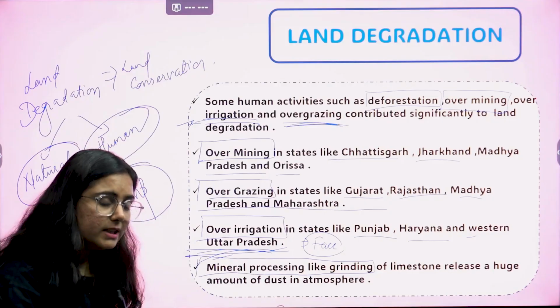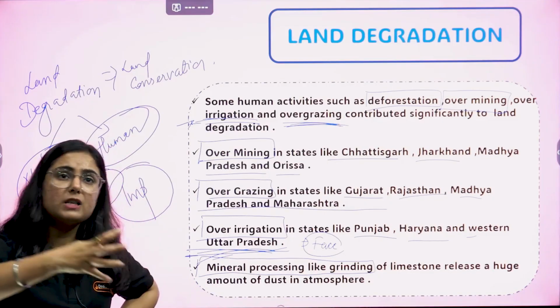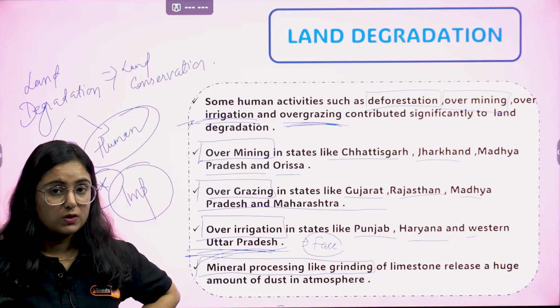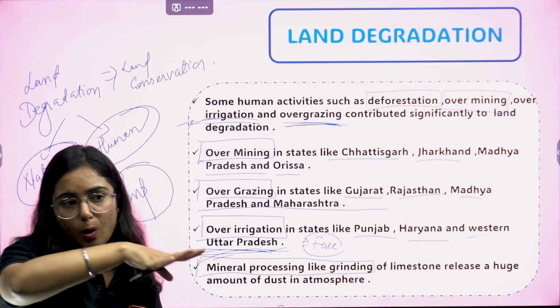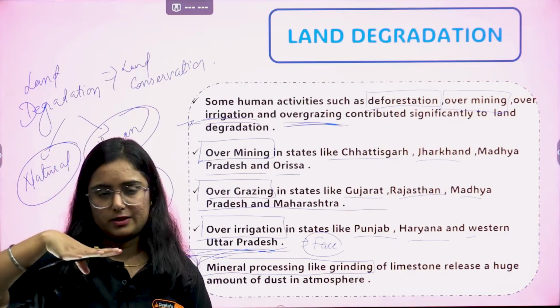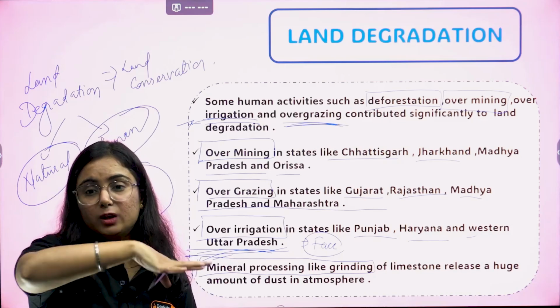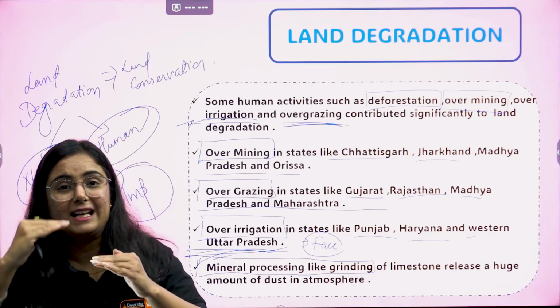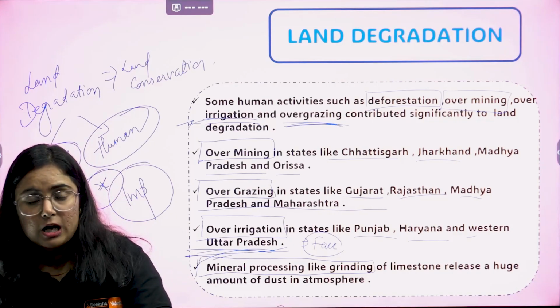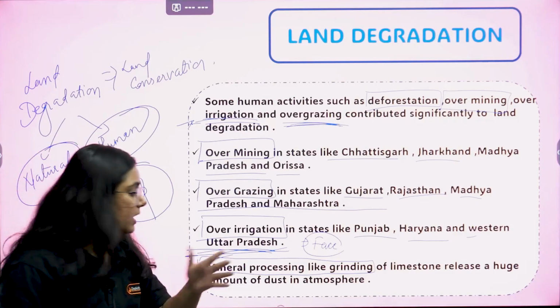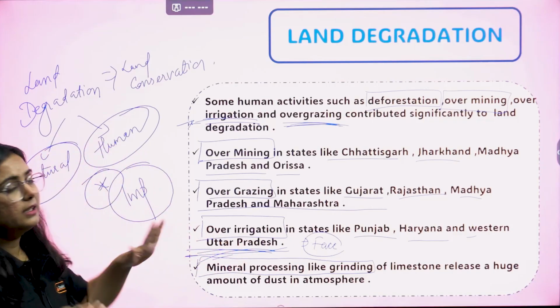So all these industries give us so much dust in the atmosphere. So a layer of that dust is over the land. Okay, it just spreads over the land, which reduces aeration in the soil, right? And penetration of water in the soil. So these are the 2 reasons minerals are also affecting the land, right?